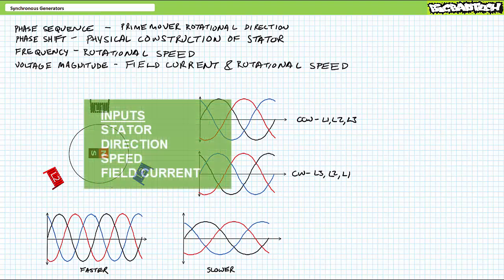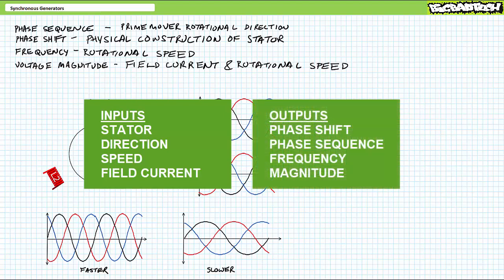Follow this example. Consider a rotor spinning at a certain speed in a given rotational direction inside a stator with a specified arrangement of coils with a certain level of field current. The resultant 3-phase AC electrical output will have a specified phase sequence, phase shift, frequency, and voltage magnitude. If we kept everything the same, i.e. the same rotational direction, inside the same stator, with the same field excitation current, however, stepped up the rotational speed, not only would frequency increase, but also voltage magnitude.